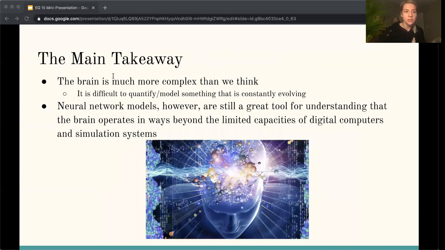So the main takeaway is that the brain is much more complex than we think. It's difficult to quantify or model something that is constantly evolving. So this is just to amplify the idea that simulated systems of cognition and intelligence require far more exploration beyond the digitized realm, so to speak. And so in cognitive science, this remains a field of questioning the nature of human cognition.